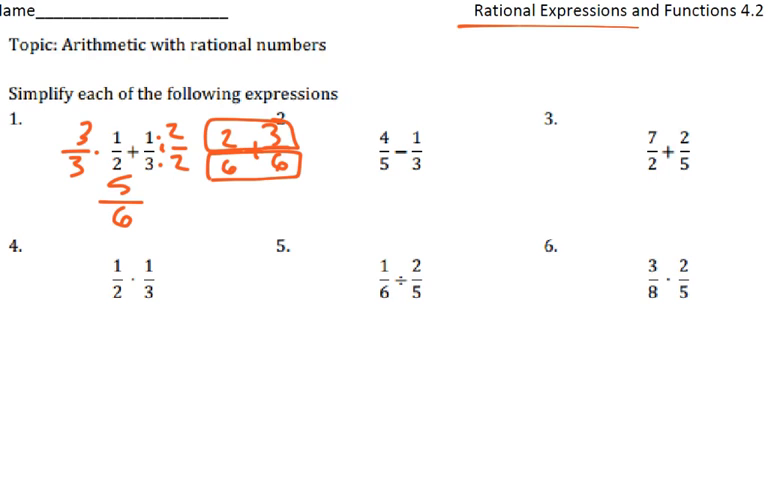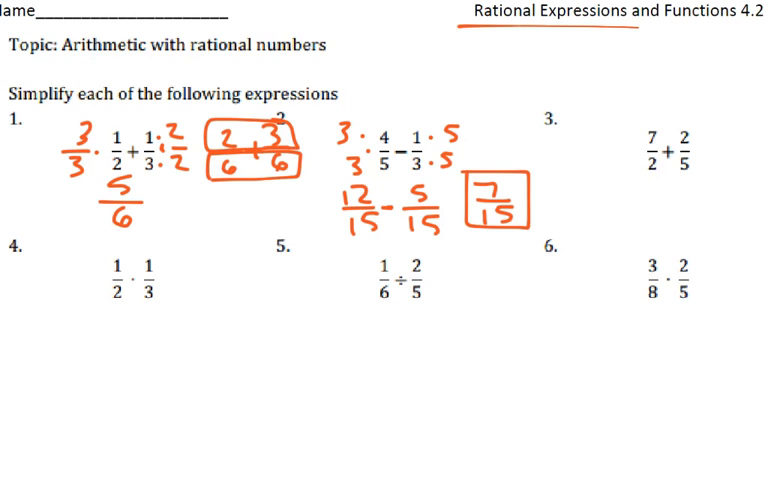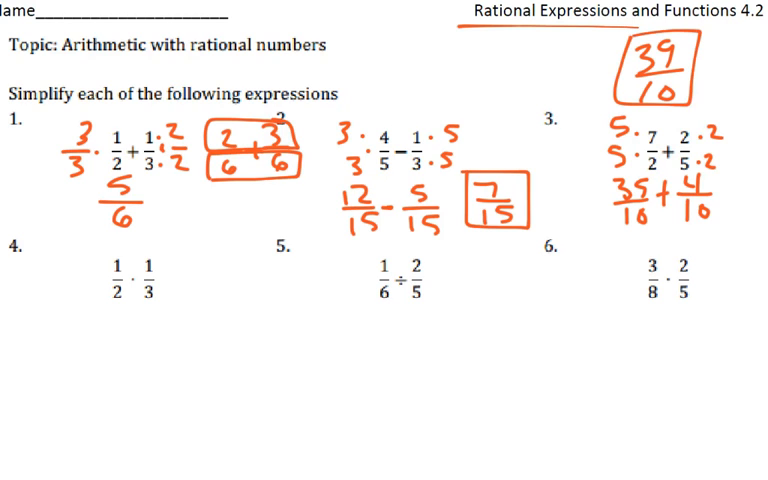Okay, same with number 2. How do we get 5 and 3 to be the same? Well, we times the right side by 5, giving us 5/15, times the left side by 3, giving us 12/15. Subtract them, 12 minus 5 gives us 7/15. And the last one, they can both become 10, so we times this side by 2, giving us 4/10, plus times this side by 5, and we get 35/10, so we end up with 39/10, which cannot be reduced either.